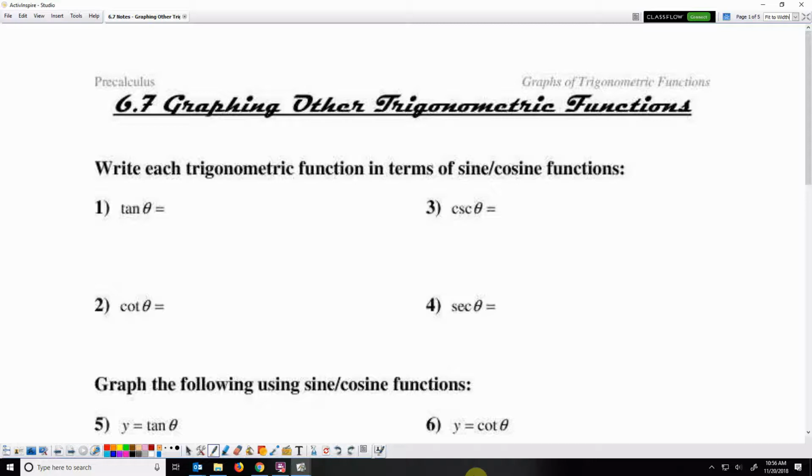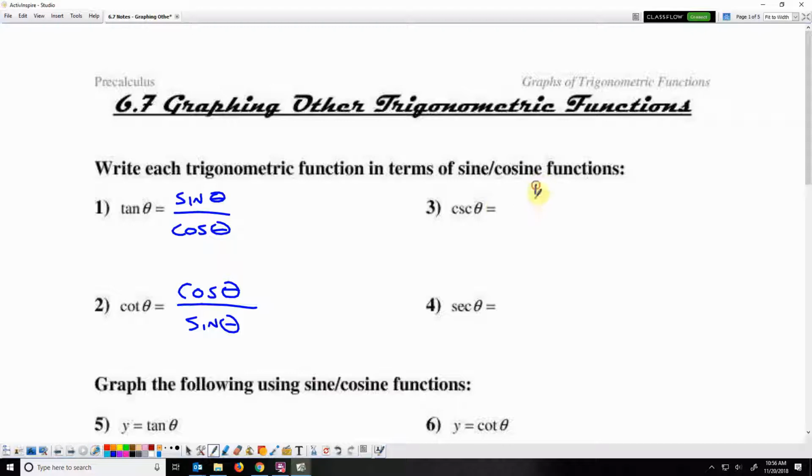Today we are going to graph some other trigonometric functions such as tangent, cotangent, cosecant, and secant. First, we are going to write these in terms of sine and cosine. Tangent is sine theta over cosine theta. Cotangent is the reciprocal of tangent, so it is cosine theta over sine theta.